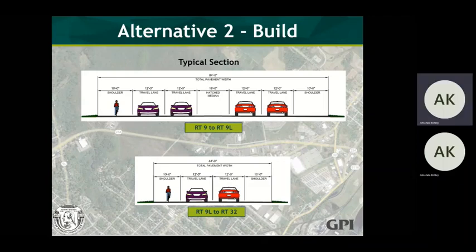From Route 9L Ridge Road to Route 32, we have a significantly narrower pavement width. Again, we will meet the existing pavement width of approximately 44 feet. This will include a 10-foot shoulder on either side, with a 12-foot travel lane in either direction.